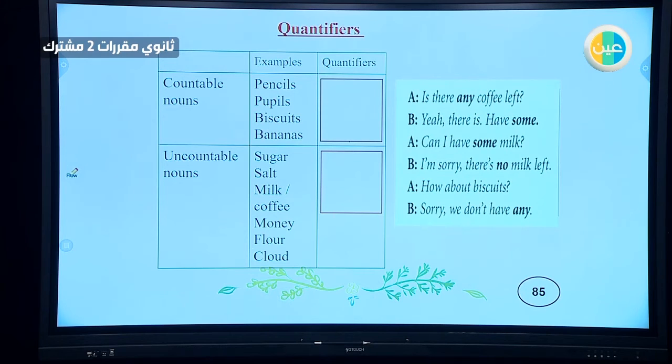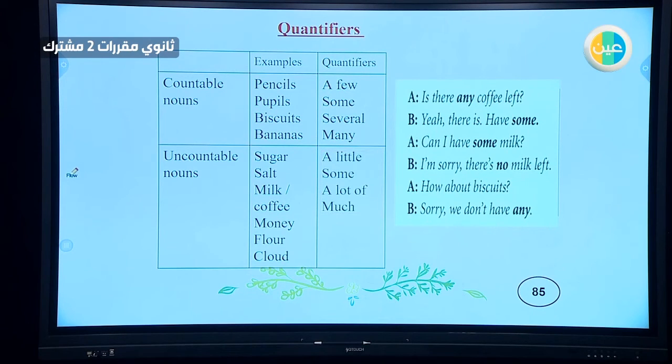Anyway, you have as many nouns as you can. Sometimes it's difficult for you to remember most of that. So all you have to do is read more examples, and analyze why I put any or some, or what it means. Here you have countable nouns. With countable nouns like pencils, pupils, biscuits, bananas, you can use a few, some, several, and many, because you can count them. Uncountable nouns like sugar, salt, milk, coffee, money, flour, and cloud, you use a little. You can't count. Some is used for both, by the way.